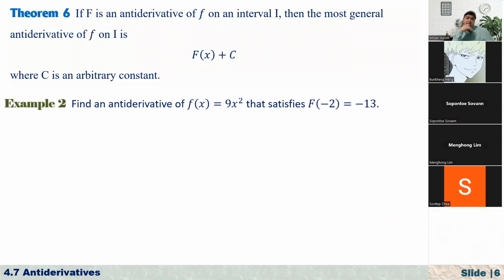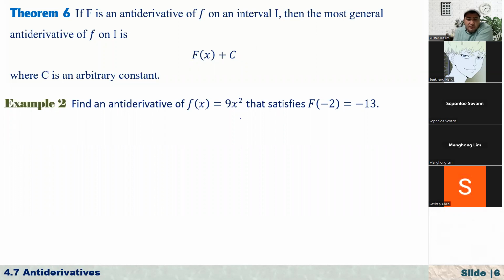Okay, now theorem 6. If capital F is an antiderivative of lowercase f on an interval I, then the most general antiderivative of f on I is capital F of x plus c, where c is an arbitrary constant. Now we are defining not only one, but the most general. The most general means that it contains or represents all the antiderivatives of the function, and we are just labeling this by F of x plus c.